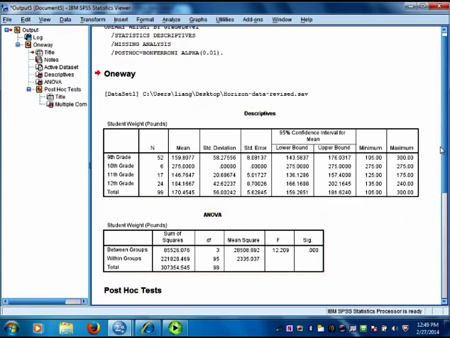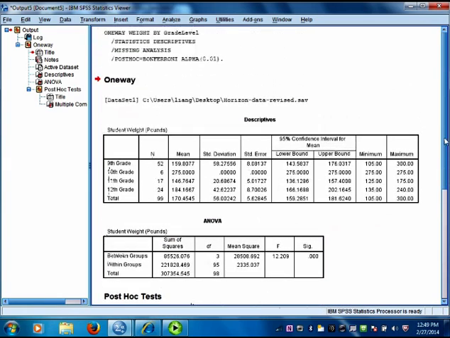So when we go to the ANOVA analysis here, you'll be able to see, I said the ANOVA test is an F test. It's a ratio of the between group differences by the within group differences. So the between group differences here is 28508.692. The within group differences is 2335.